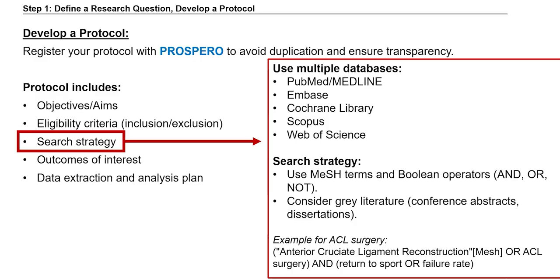I'm sure most of you are aware of PubMed and Medline. That's one of the best medical databases that the authors can use. Other than that, Embase, Cochrane, Scopus, and Web of Science. I personally sometimes, or many times, in review articles, use Google Scholar.